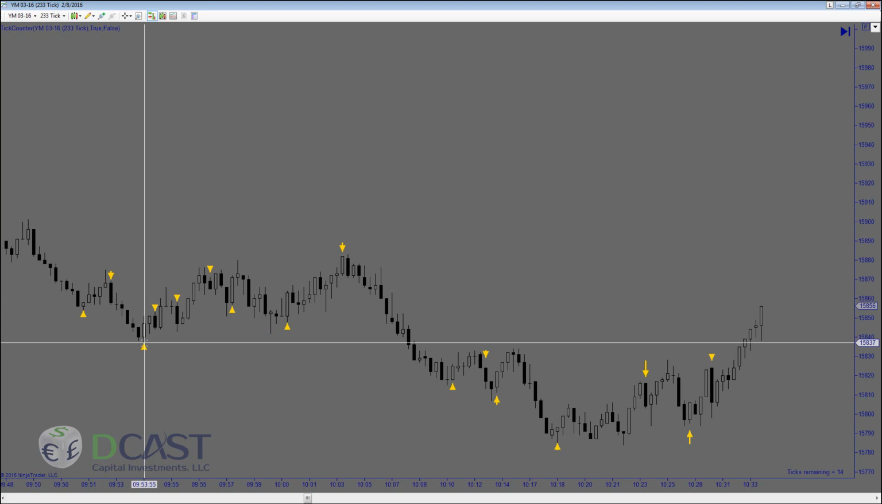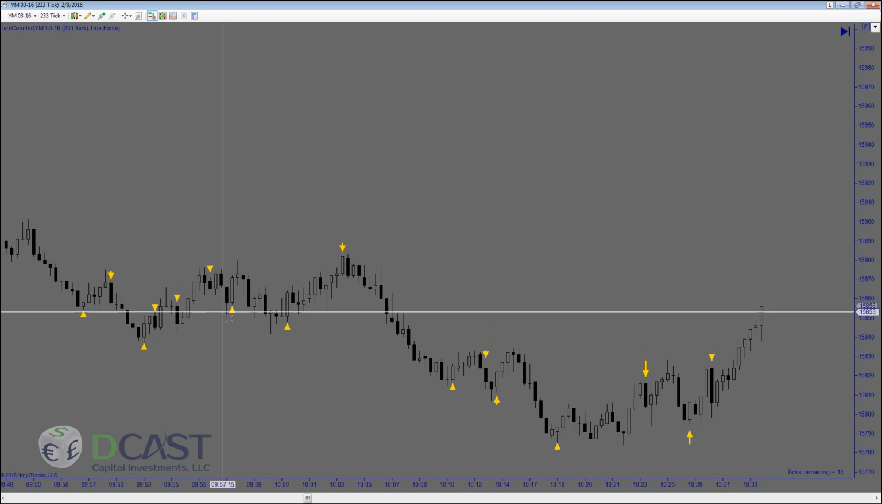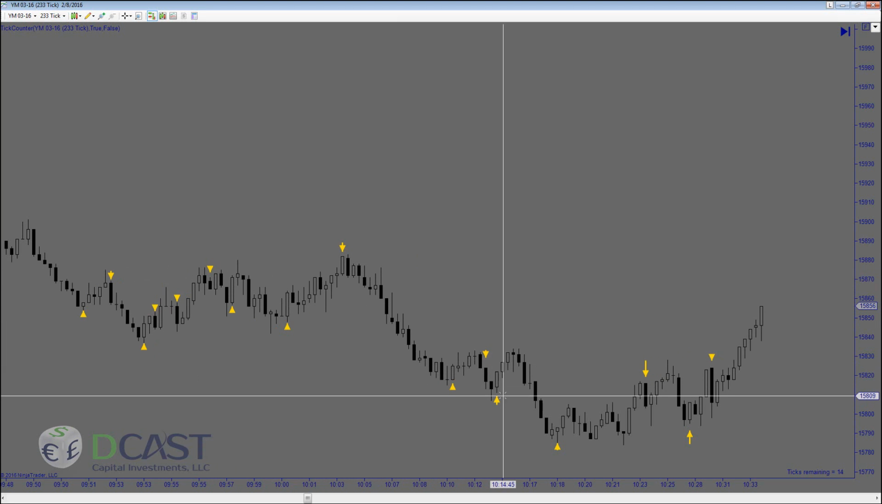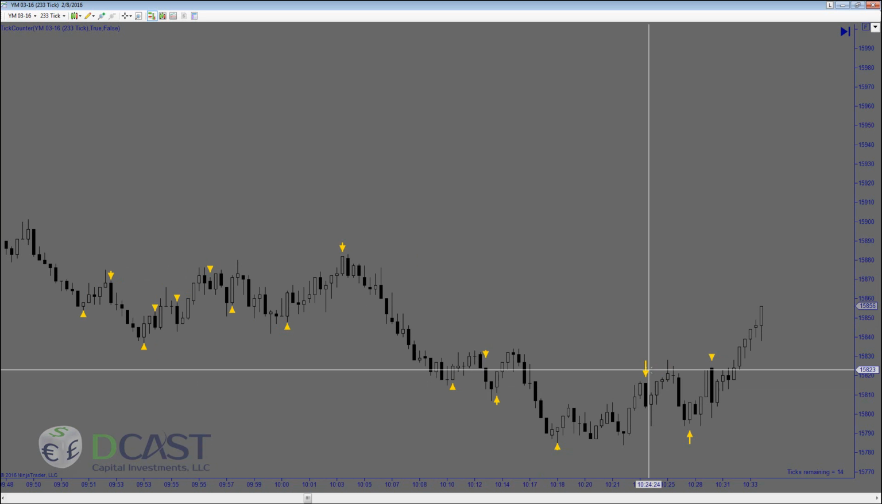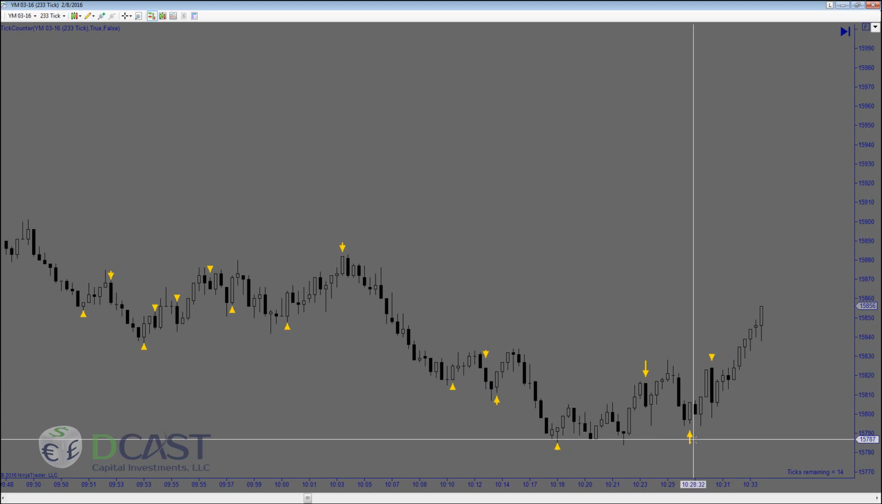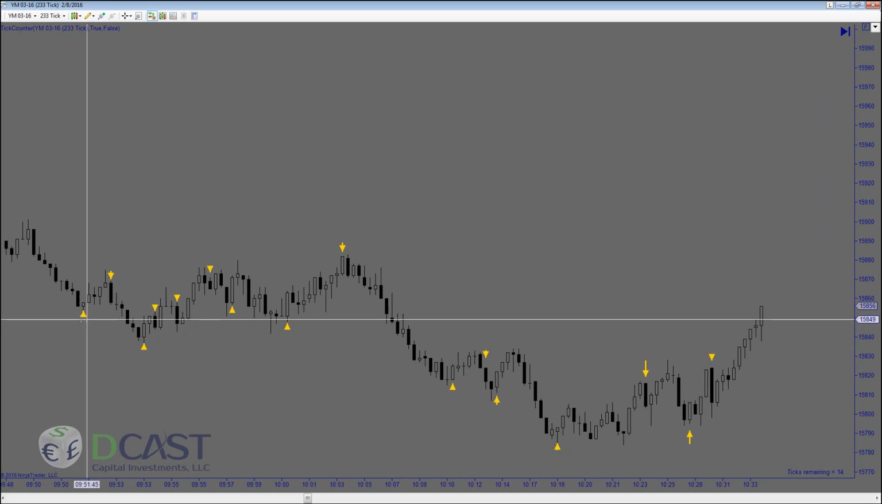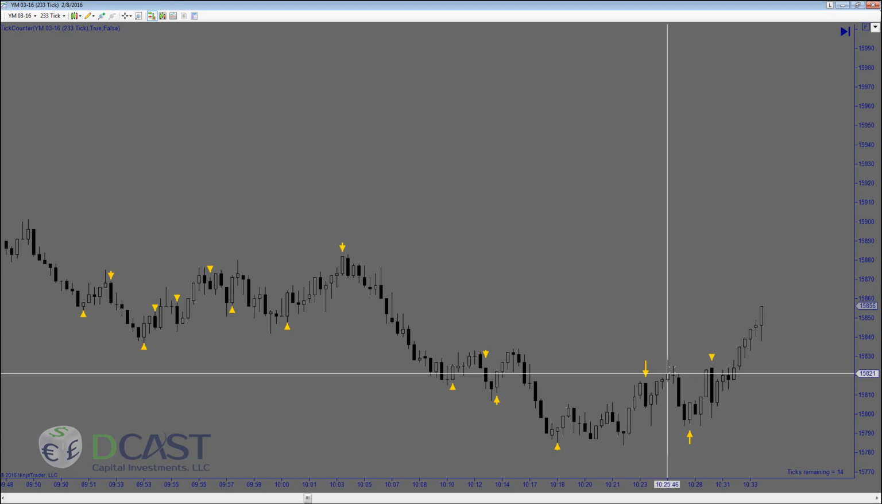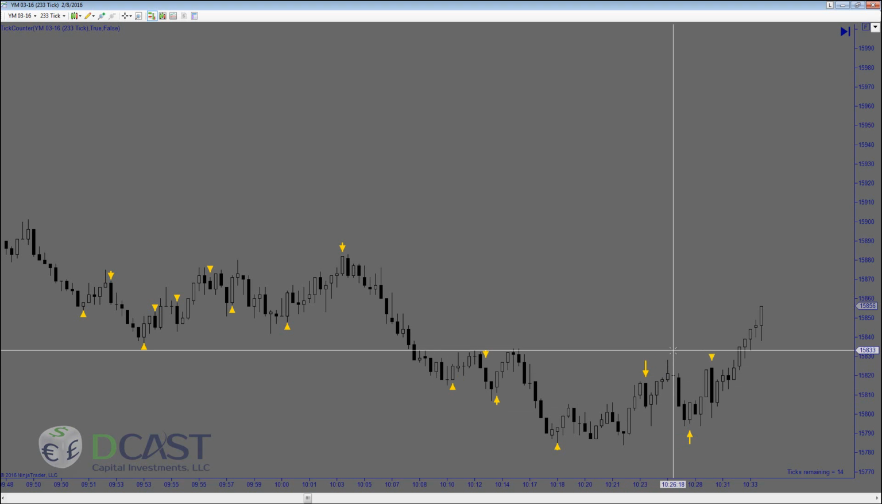Okay, so 12 out of 16. So 12 divided by 16. Okay, so with a 75% accuracy, I was able to tell you each swing's turning point. Okay, how powerful is that?